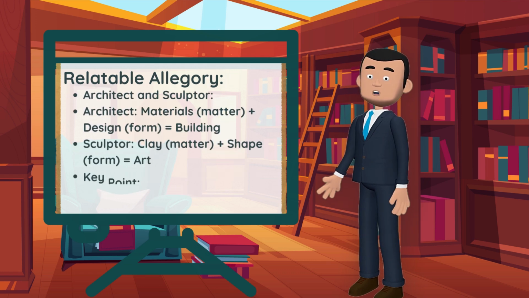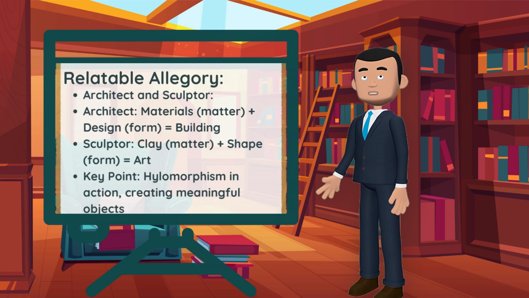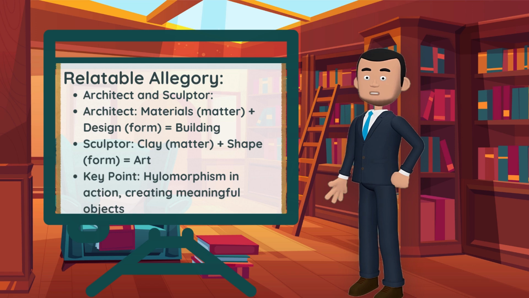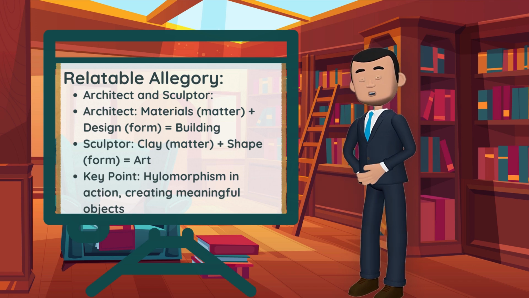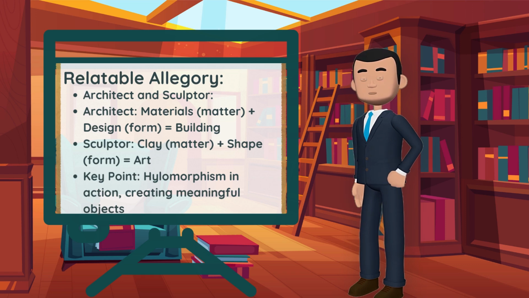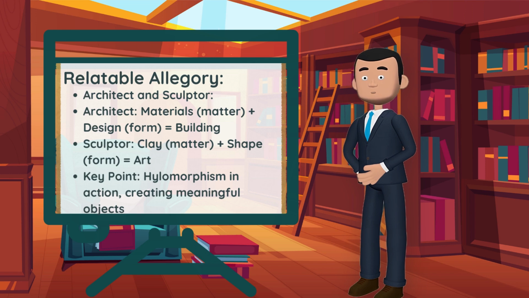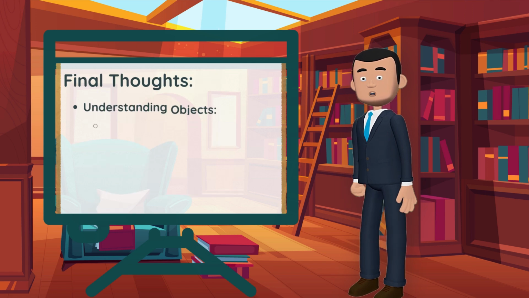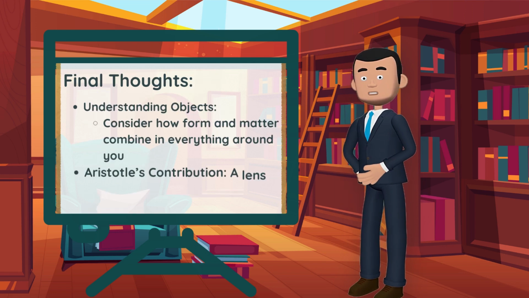To help make this more relatable, imagine we're talking to an architect and a sculptor. The architect, let's say, is working on designing a new building. He tells us that the materials for the building are essential, but without a design or blueprint, those materials wouldn't become a structure, they'd just be a pile of resources. The sculptor, on the other hand, might be working on a new statue. She tells us that the clay she's using is just as important as the shape she gives it, but it's the shape that makes it a piece of art, not just a lump of clay. In both cases, we see hylomorphism in action.